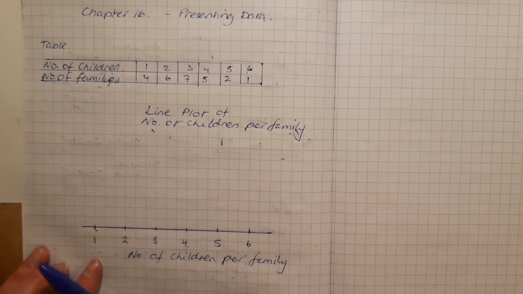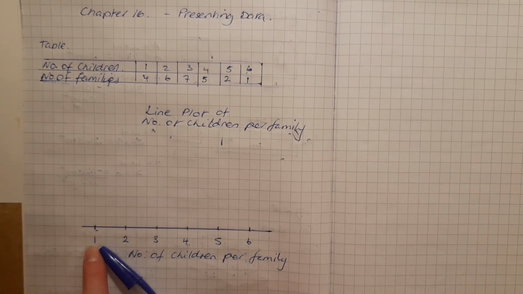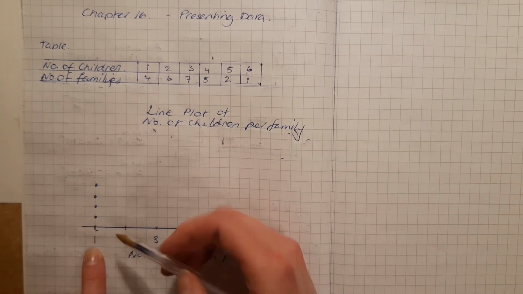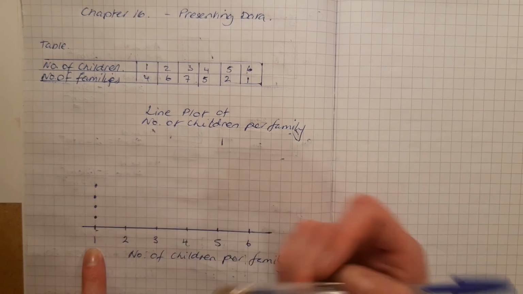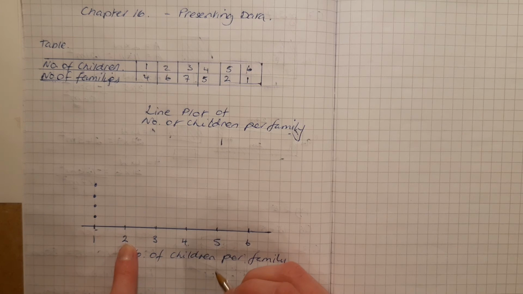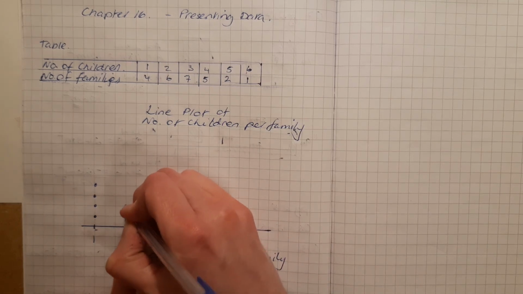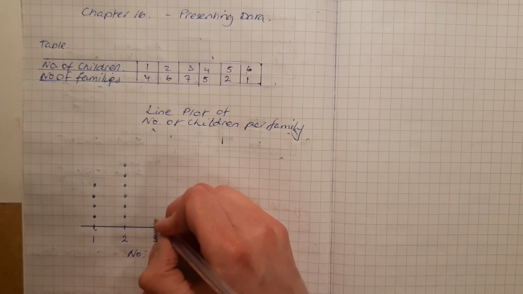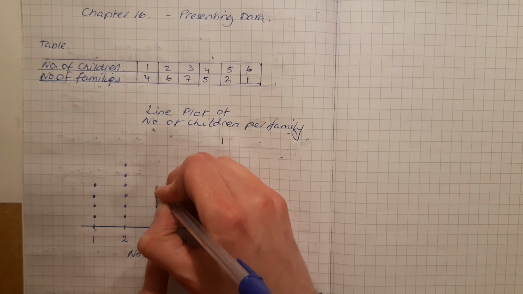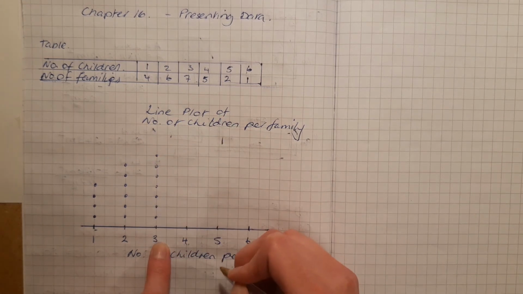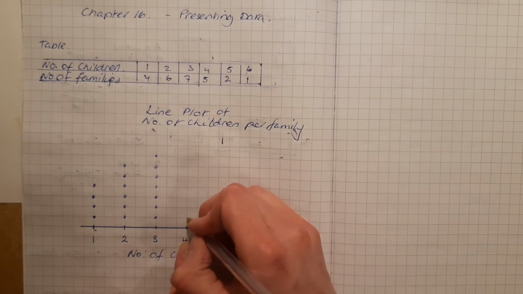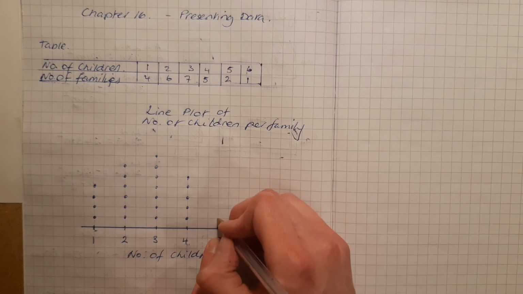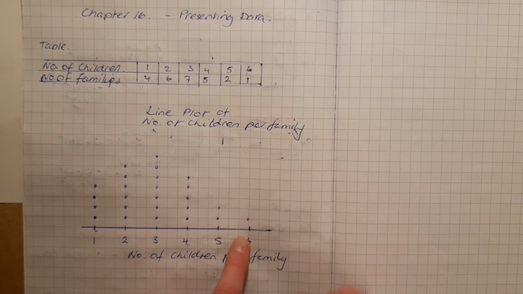Okay, so for 1 child, there are 4 families. You just do dots. 1, 2, 3, 4. Notice that I'm using the squares of my copy to make these nice and even. So that's 4 families. The number of families that had 2 children was 6. 1, 2, 3, 4, 5, 6. 7 families had 3. 1, 2, 3, 4, 5, 6, and 7. There were 5 families that had 4. 1, 2, 3, 4, 5. There were 2 families that had 5 in it, and then there was 1 family that had 6 in it.